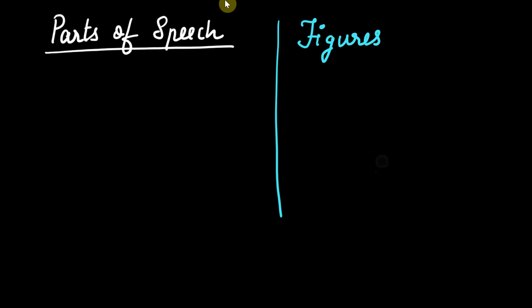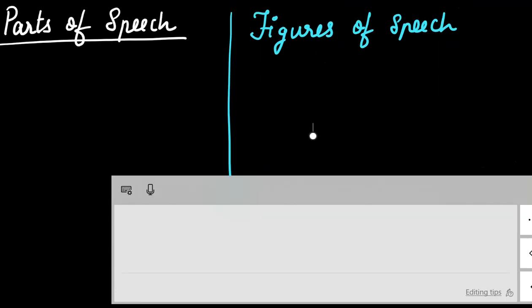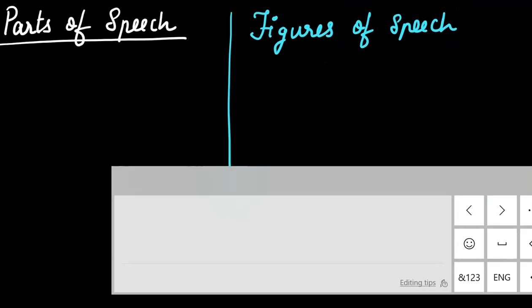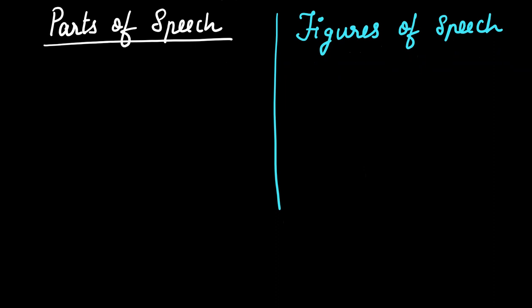Okay, so first of all we need to understand the basic difference between parts of speech and figures of speech. Don't get confused, they both are different. Parts of speech and figures of speech. Okay, parts of speech, total there are 8.